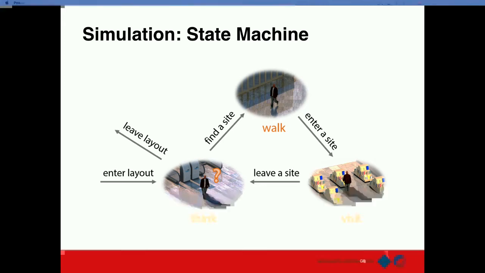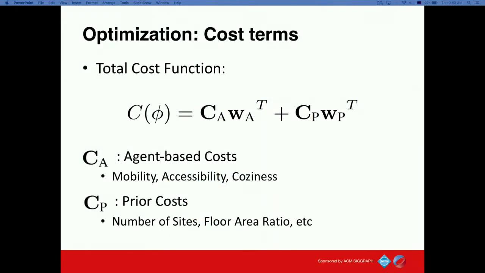Let's move on to the optimization phase, starting with the cost function. The total cost function is a weighted sum of two sets of cost terms. The prior costs are from comparing intermediate layout values to user-given target values, which encodes the user's requirements. We consider three prior target values here: target total number of sites, target number of sites in each type, and a target floor area ratio, which is from the architectural domain. The agent-based costs are from the simulation.